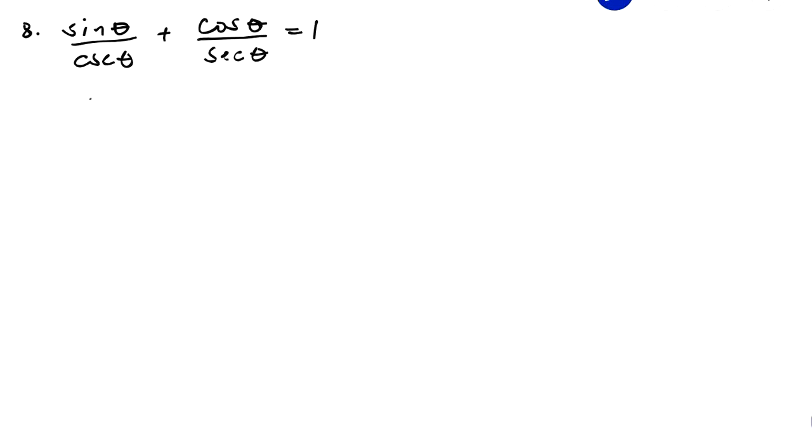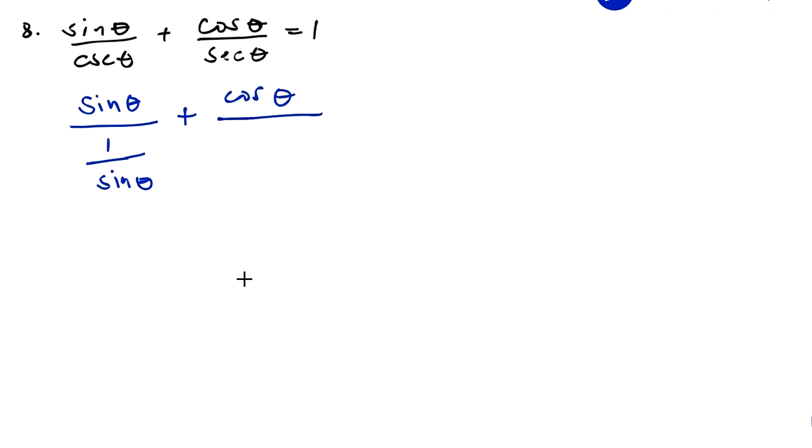We have sine theta over yung ating cosecant theta, change natin yan into, ang cosecant theta natin is 1 over sine theta. Diba? Sa ating fundamental identities. Plus, cosine theta natin, simply copy. And then, change the secant theta into 1 over cosine theta. Tingnan sa ating fundamental identities yan. Equals 1.